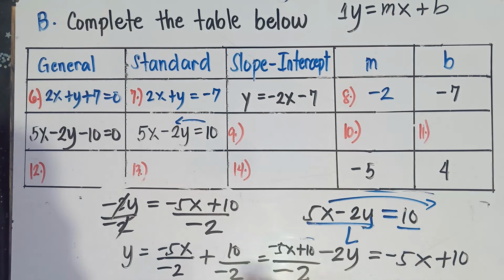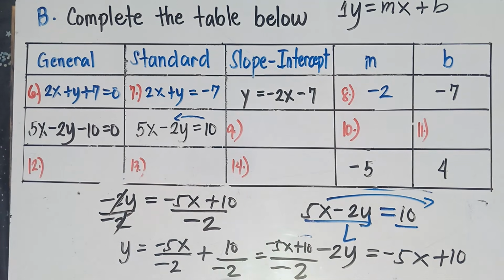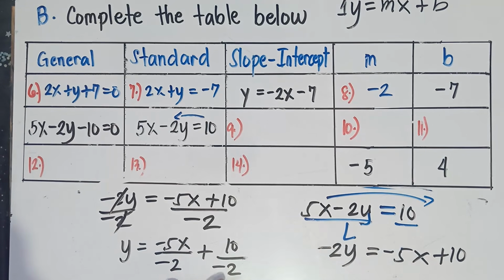Rules in fractions: if they have the same denominator, simply copy the denominator and then add the numerators. So we can separate this one individually because we can divide 10 and 2. But we cannot divide 5 by 2, because we will get a decimal answer.